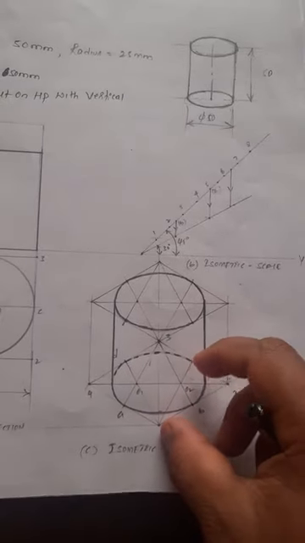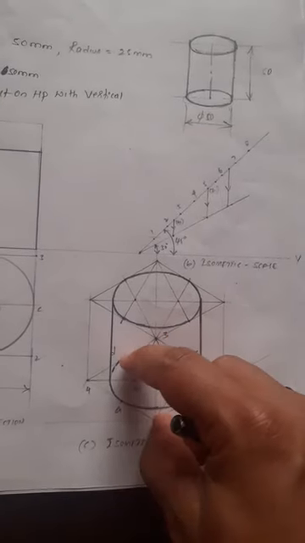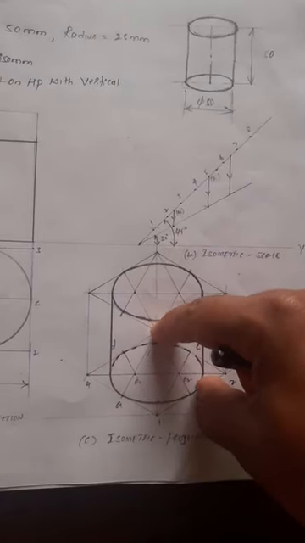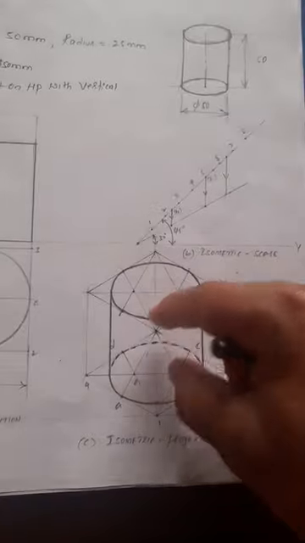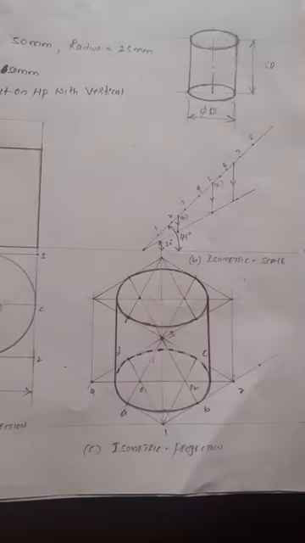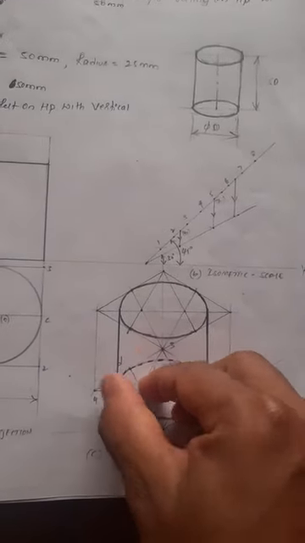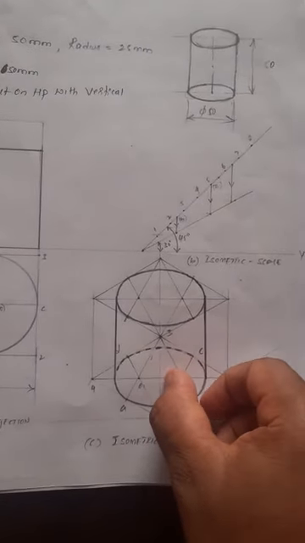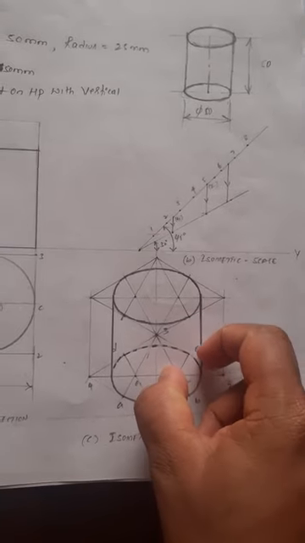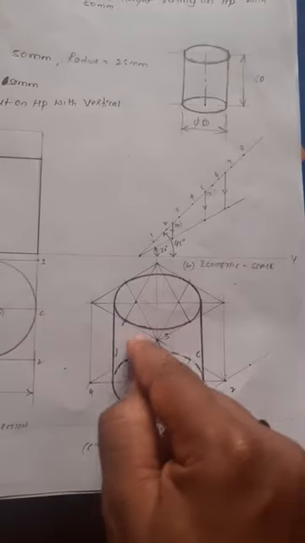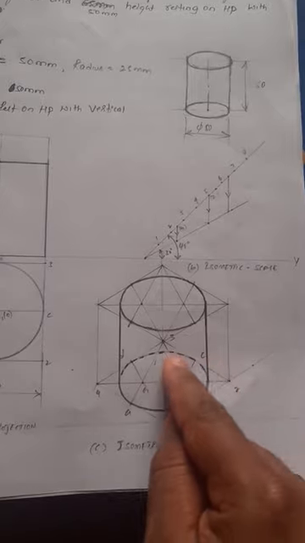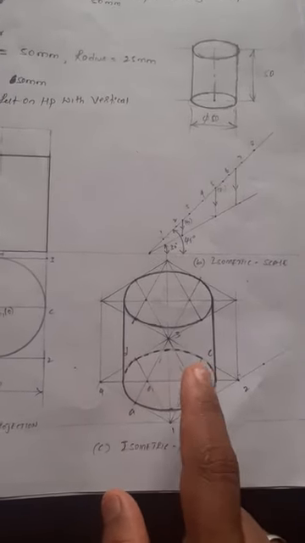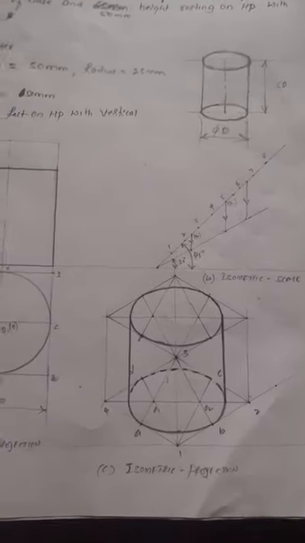You know 1 is the center, 1C is equal to 1D is the radius, draw an arc. Similarly 3 is the center, 3A is equal to 3B is the radius, draw an arc. Similarly O1 is the center, O1A equal to O1D is the radius, draw an arc. Then O2 is the center, O2B and O2C is the radius, draw an arc. Then you will get the ellipse in the bottom face of the cylinder. You already know this construction, how to construct the circular lamina.